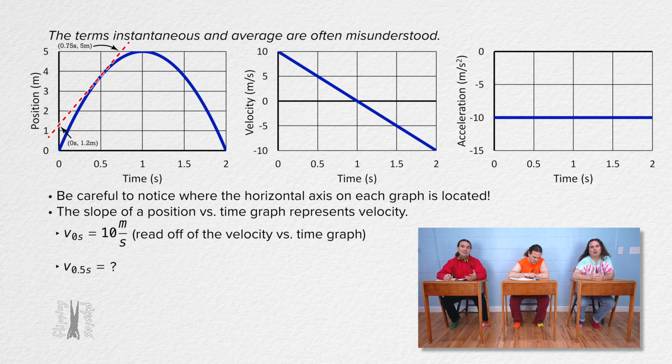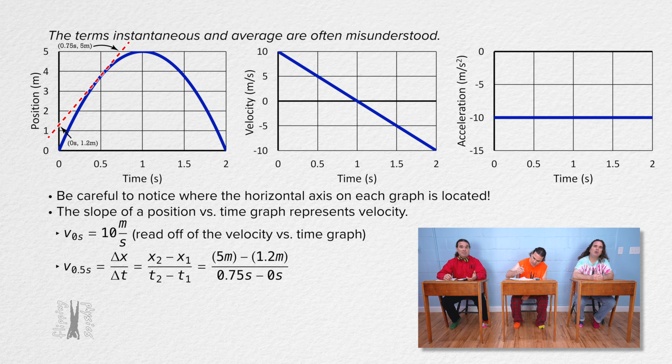Slope, and therefore velocity, equals change in position over change in time. That is the position at the second point minus the position at the first point, all over the time at the second point minus the time at the first point. So that is 5 meters minus 1.2 meters, all over 0.75 seconds minus 0 seconds, or 5.06 repeating, which rounds to, let's use 2 sig figs, 5.1 meters per second. Oh, and that is very close to the 5 meters per second, which we can see when we read the velocity at 0.5 seconds off of the velocity versus time graph.